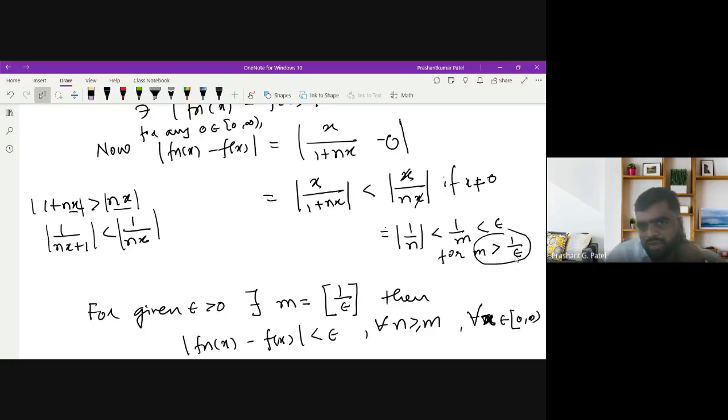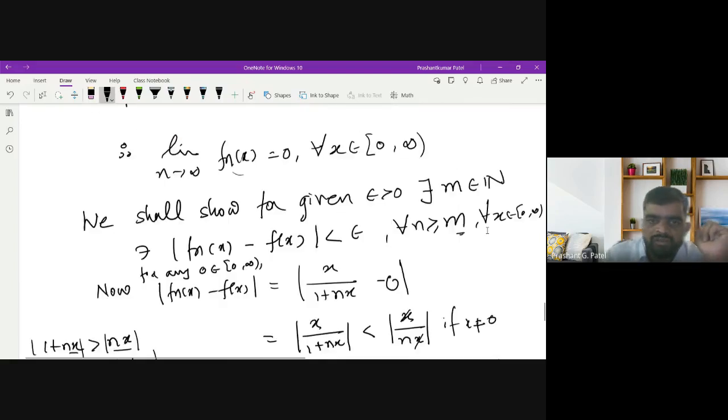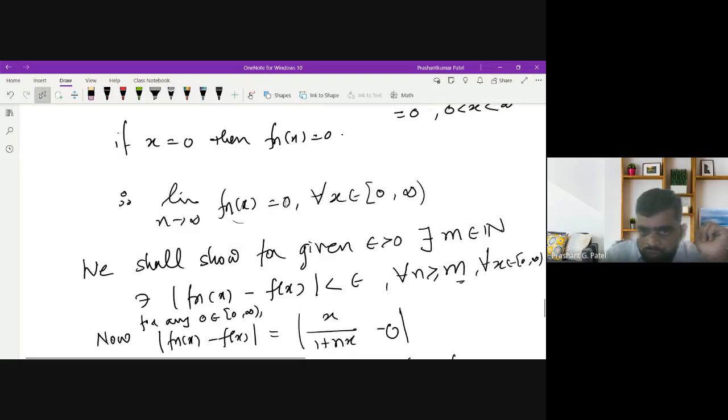For 0, it is also having the same thing. If x is 0, then it is 0 minus 0, so whatever n0 you choose, you can have this. So in this case, ultimately, what is our objective? Your m depends only on epsilon. It is not dependent on x, that you can see. Also, one more thing: the limit of this function is a zero function, which is a constant function, and it is continuous. Each fn is continuous, that you can see.